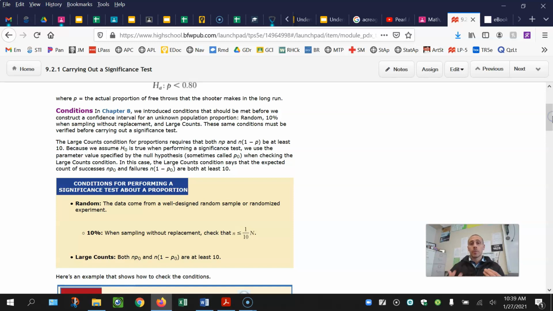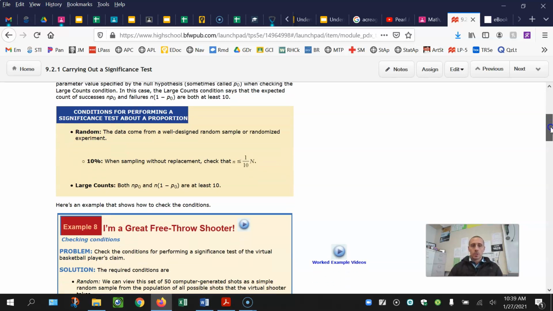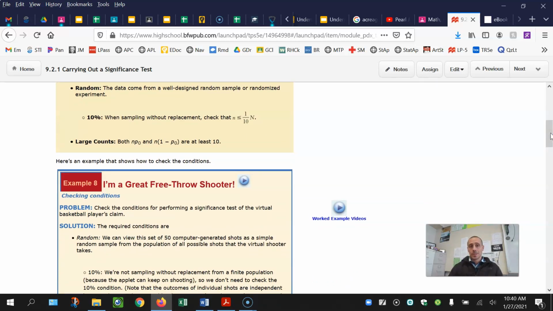In order to perform this test, just like we saw in Chapter 8 with confidence intervals, 3 conditions have to be met. We have to have a random sample, or the data has to come from a random assignment in an experiment. We're sampling without replacement, so we have to check the 10% condition. Just to reiterate it, the sample size is less than 10% of the population size. And your large counts condition. You have to have at least 10 successes and 10 failures.